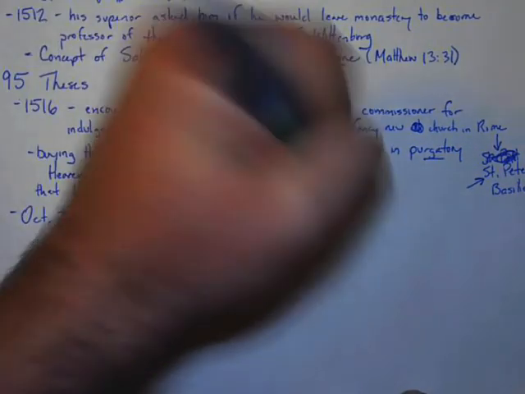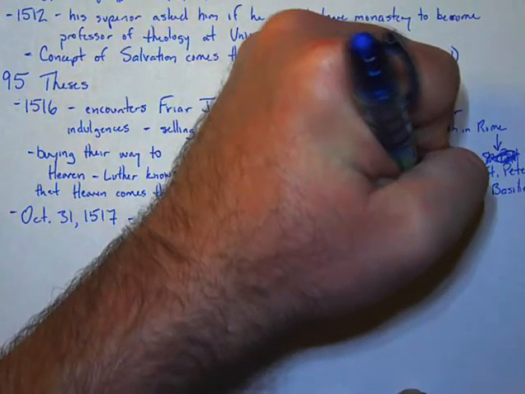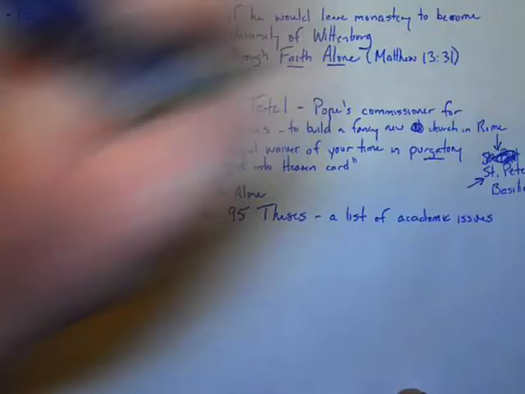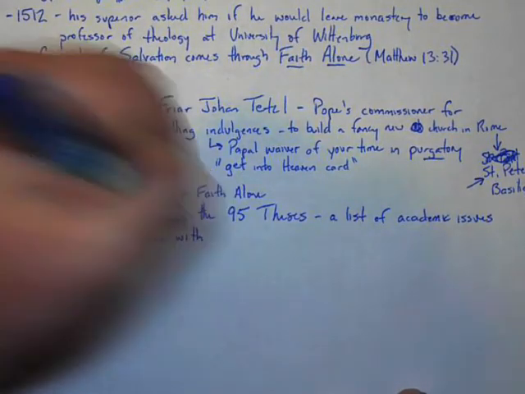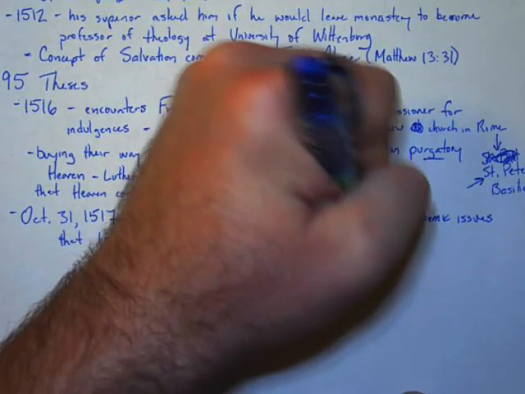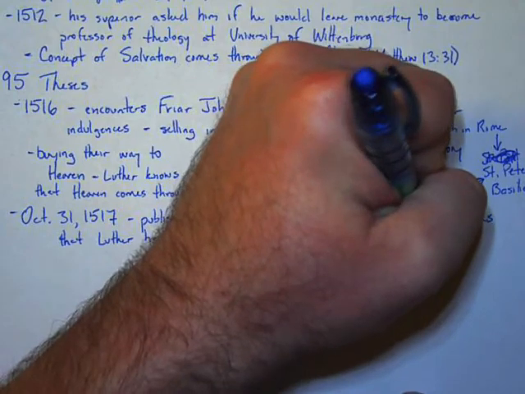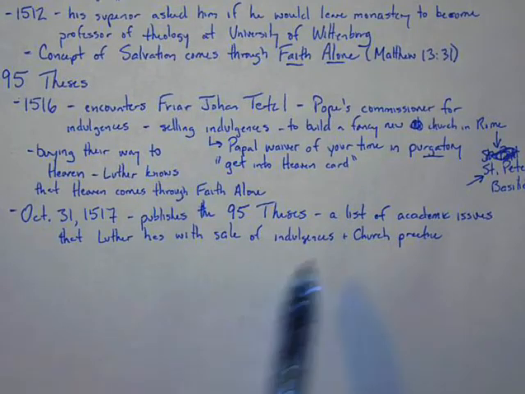Basically, what these are is a list of academic issues that Luther has with the sale of indulgences and church practice in general. So he's writing this list. He's basically publishing an academic paper saying the church should not be selling indulgences, and he's got a bunch of other issues with the way the church is handling itself right now. But it's really just an academic response.